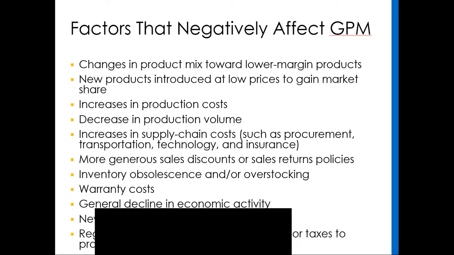Obsolescence and overstocking tends to happen with a lot of clothing. If you don't have stuff on the shelf, you can't sell it. But if you sell stuff out, now you're short stock. But if you have too much stock, now you have the goods on the shelf to sell, but maybe they don't all sell. Warranty costs.